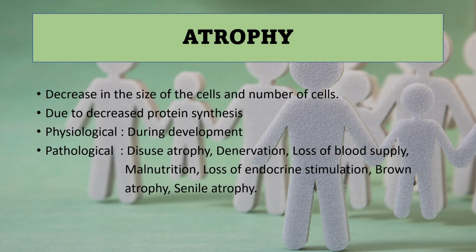So what is atrophy? This is a decrease in the size of the cell and the number of cells. Why? Because of decreased protein synthesis, and sometimes atrophy can be physiological. Why do we say physiological? Because during development, when the baby develops, during embryogenesis, various structures will undergo atrophy. If it's persistent, it leads to certain remnants or some other condition.